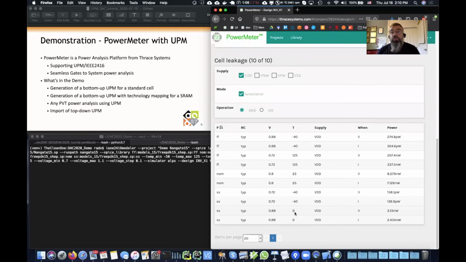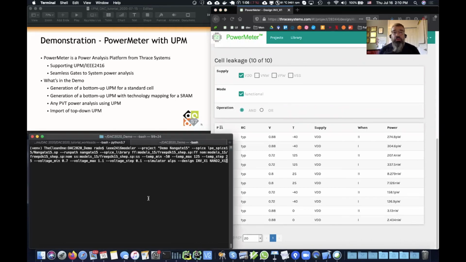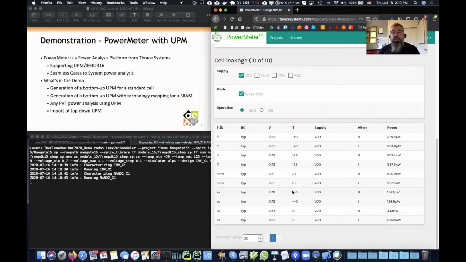To do that, we're going to generate UPM power models. I'm going to switch to the command line tool now, and I'm going to run the command that is used to generate the UPM power models. What you're going to see happening in the command window, it's going to tell us which cells it's working on, and on the right side, we're going to see all the data being loaded.